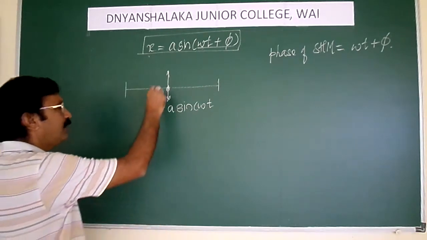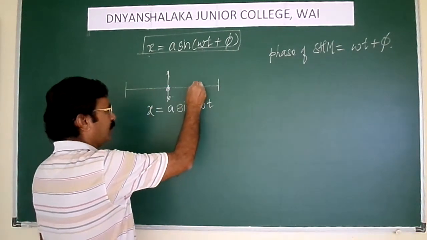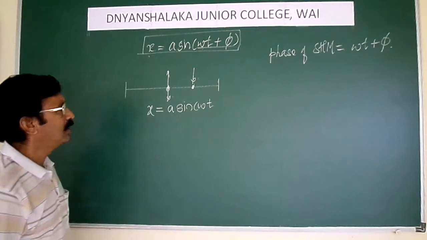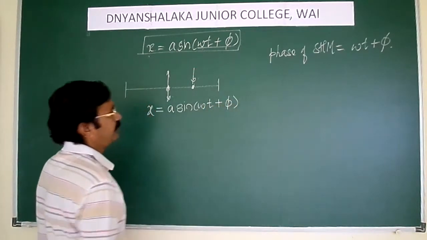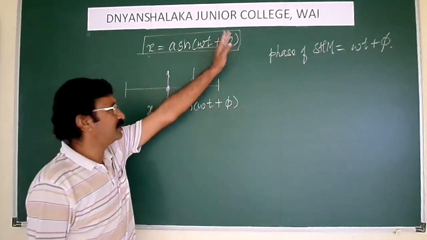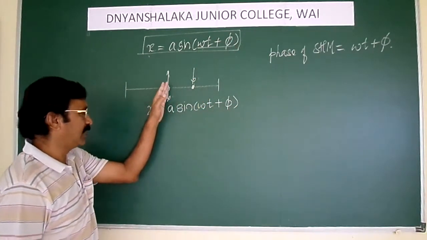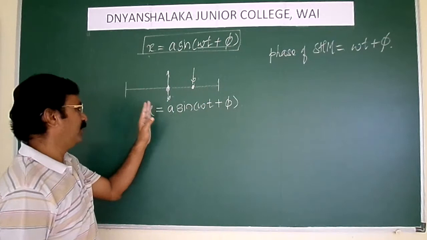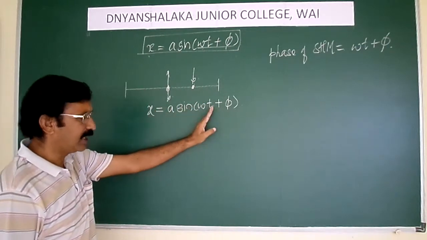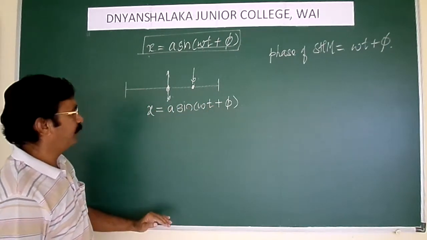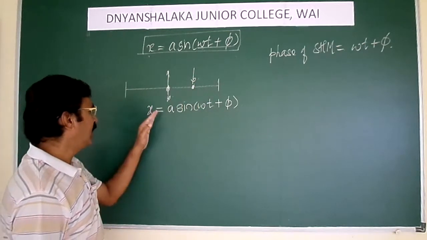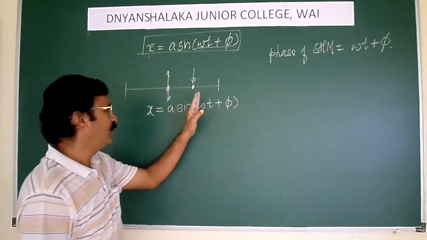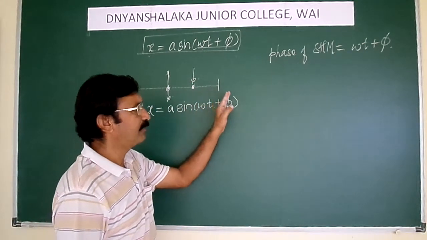Or if we take the particle anywhere over here, then we can also introduce the initial phase as phi. If initial phase is 0, the particle will be at mean position, and displacement will be x is equal to A sine omega t. If it is at any position other than the mean position, x will be equal to A sine of omega t plus phi.